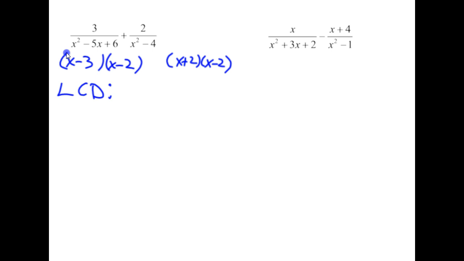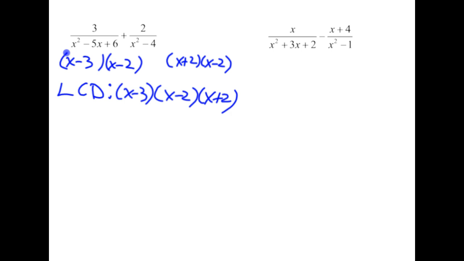For example, I see this x minus 3 here. I see it, I put it in the list. I see an x minus 2 here. I see it, I put it in the list. Now this first denominator is completely represented in the LCD, right? Now I go to the second denominator. I see an x plus 2. Is there an x plus 2 already in this list? No? You need to put an x plus 2 in the list.